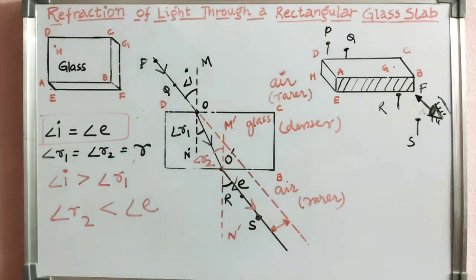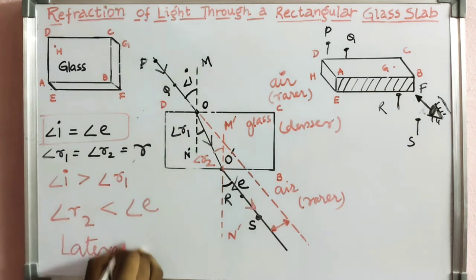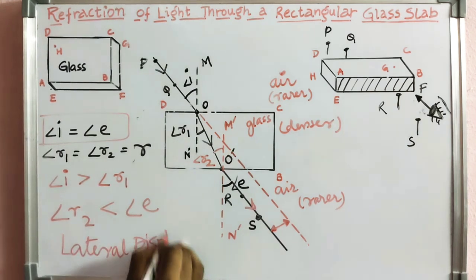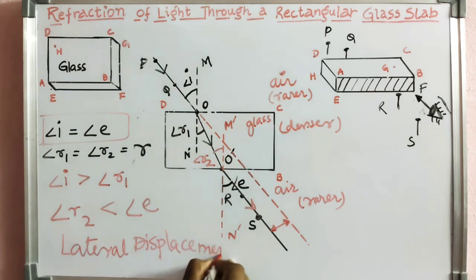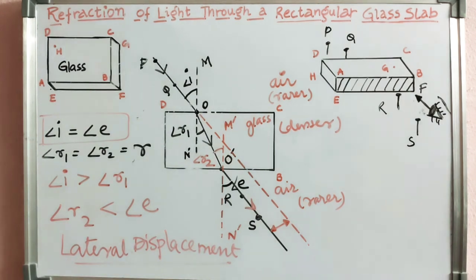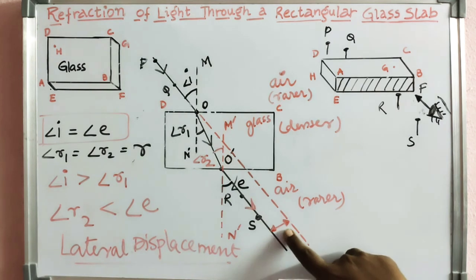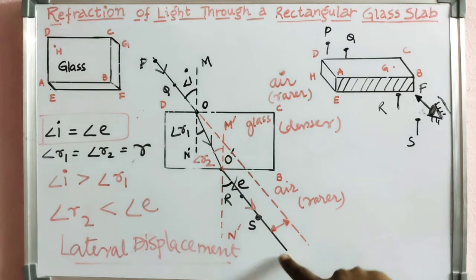Now, the most important thing which students ask again and again: what is lateral displacement? I am going to define lateral displacement. Listen carefully. Lateral displacement is the distance between the extended incident ray and the emergent ray.